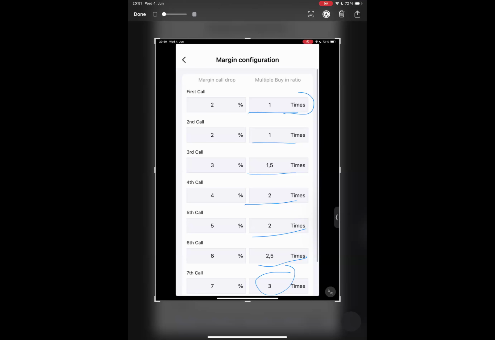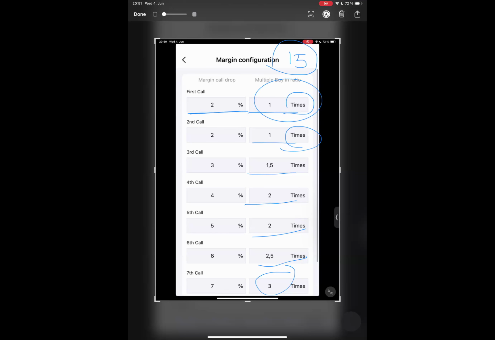Now, 1 times of what? So I'm instructing the robot that when it buys at a particular price and the price from which it bought drops by 2%, it should buy 1 times. It should buy 1 times of what? 1 times of my first buying amount. And those who saw the previous page, my first buying amount is 15.